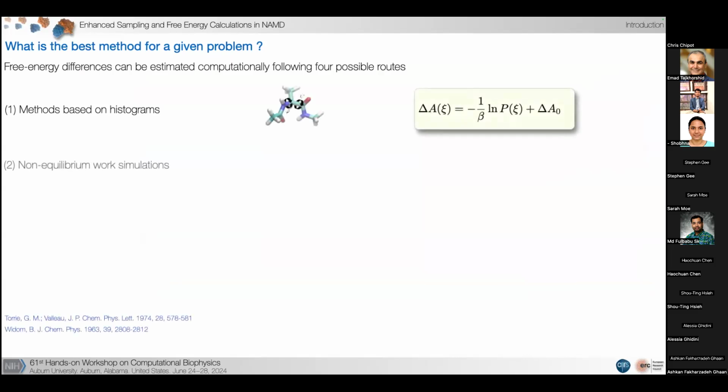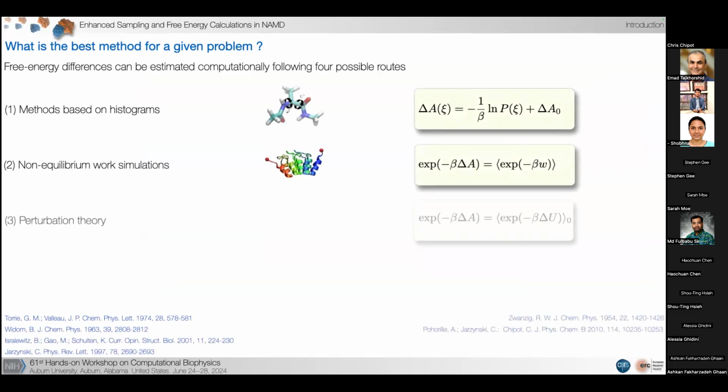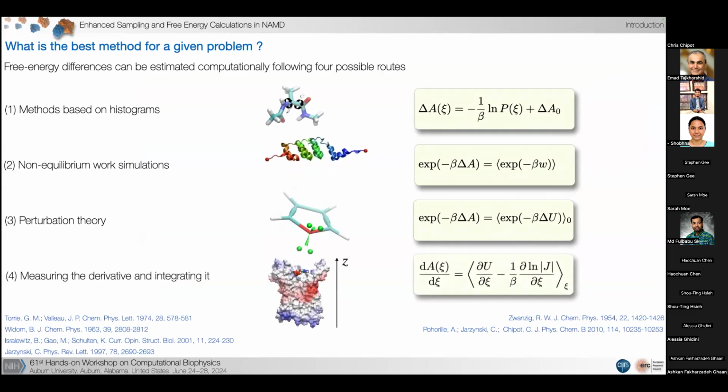For that, I'm going to do another classification. We have methods that are based on histograms. What you're really doing is defining some collective variables that you are interested in. I call them psi. That can be, for instance, the backbone angles of a peptide. You count the number of times you visit different values of psi, and from this probability distribution you can recover the equilibrium free energy.